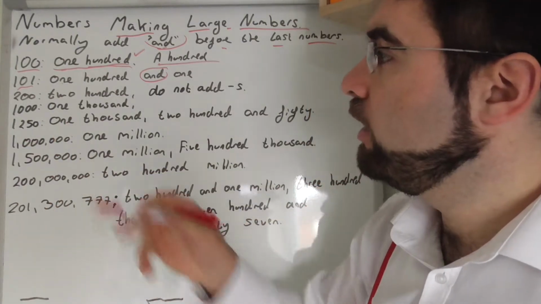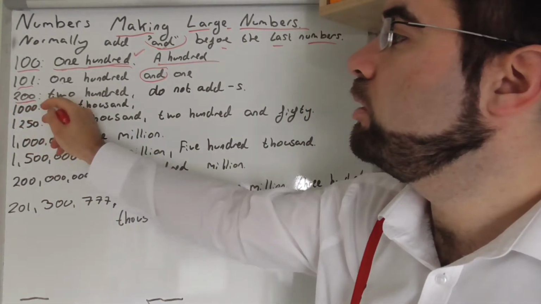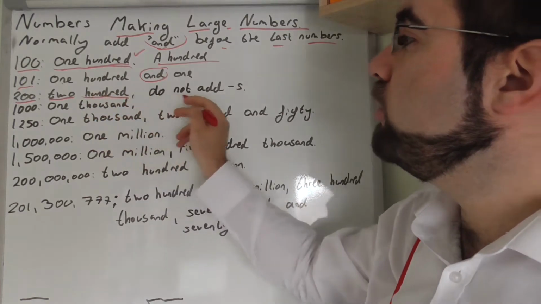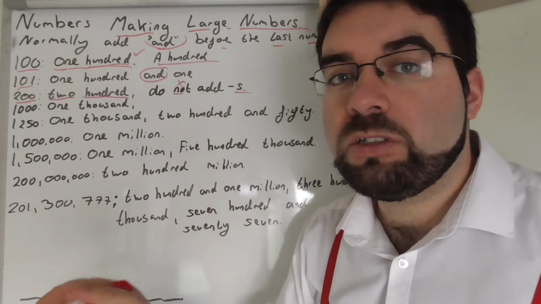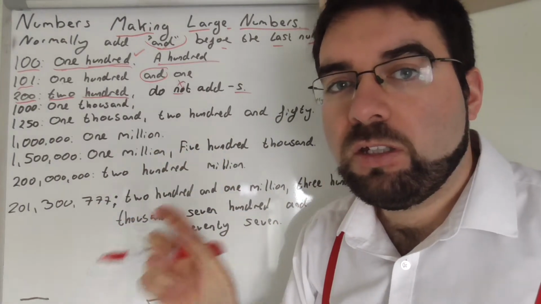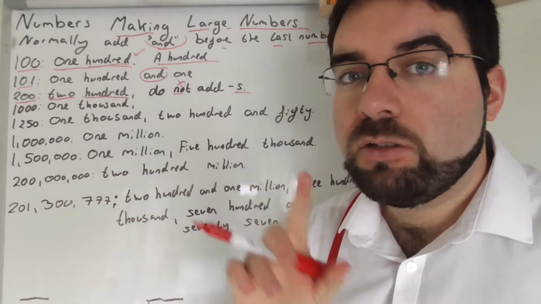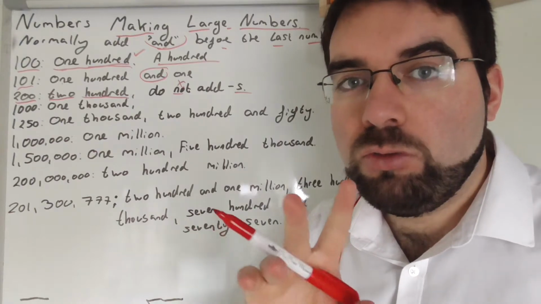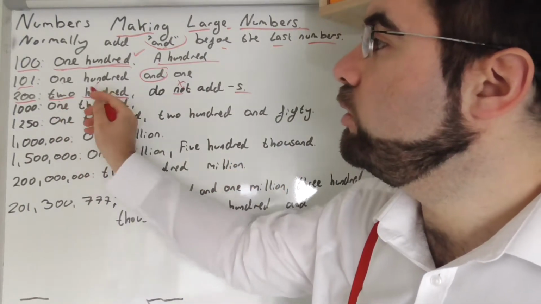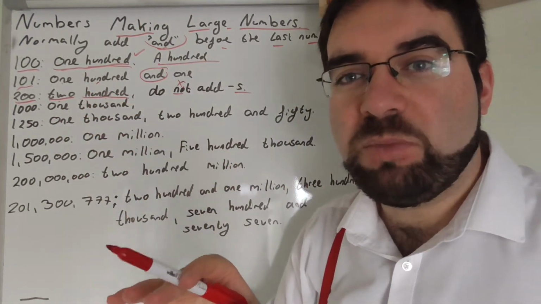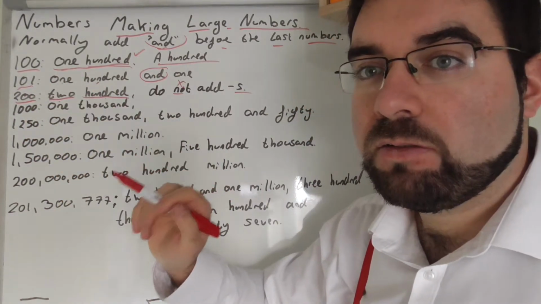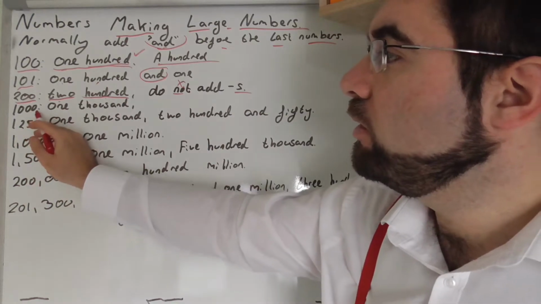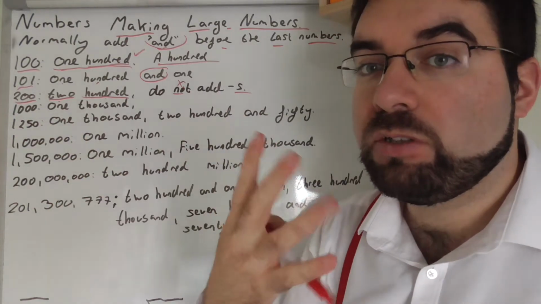Very good. 200. But do not add an S. It's not "two hundreds", it's 200. Just 200. Nice and simple. 200.